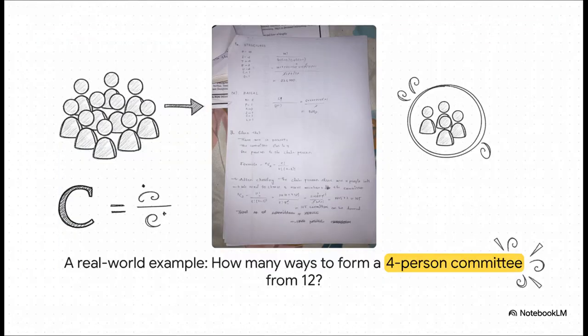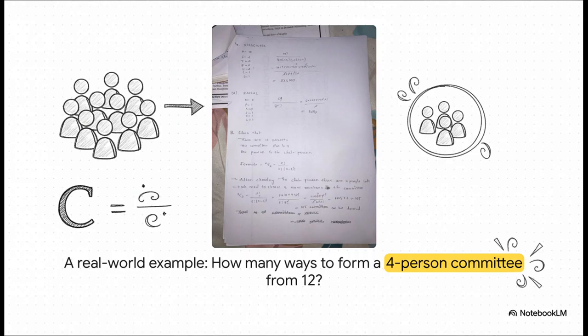Okay, let's get real for a second. We're going to grab a problem straight from these notes. Picture this. You've got 12 people. You need to pick a committee of 4. Now, does it matter if you pick Sarah first and then John, or John first and then Sarah? Nope, it's the same committee. So ding, ding, ding, it's a combinations problem.